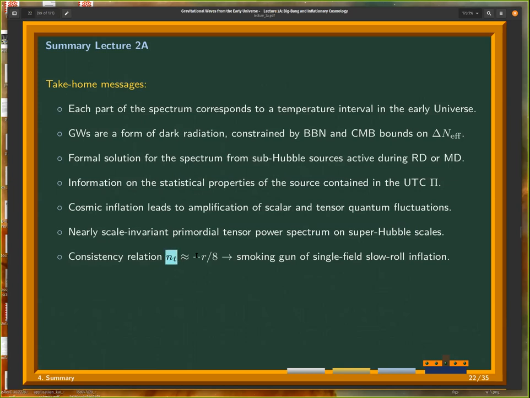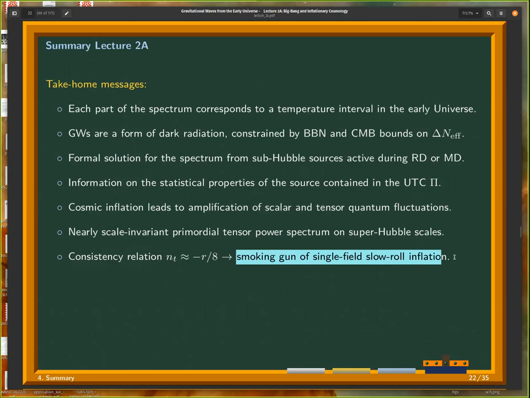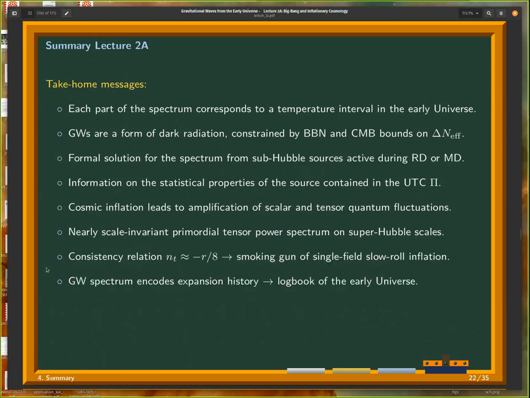And we found the consistency relation for inflationary gravitational waves in single field slow roll inflation: n_T should be roughly minus r over 8. And if you could show this in observations, this would be a smoking gun of single field slow roll inflation. And I briefly mentioned that the spectrum today, after redshifting since inflation, encodes the entire expansion history of the universe and thus acts as a logbook of the early universe. That's it. That's the end of this first lecture.